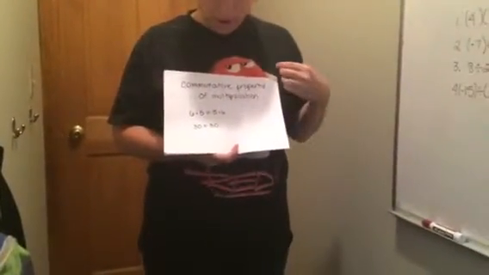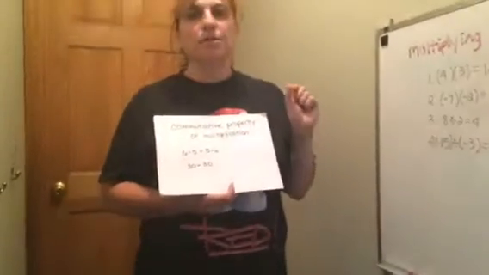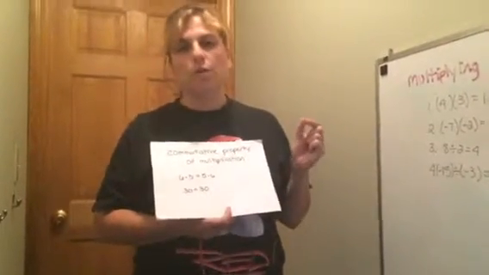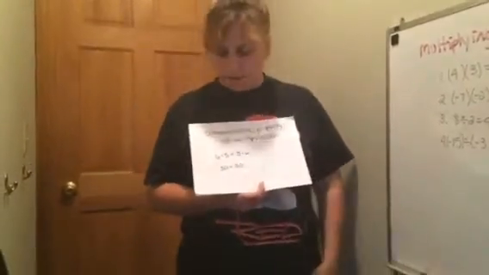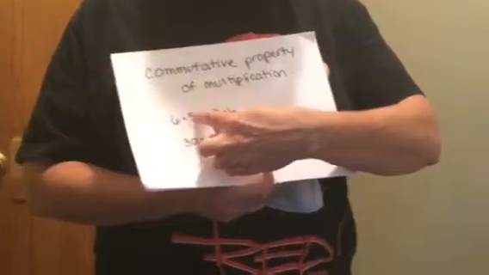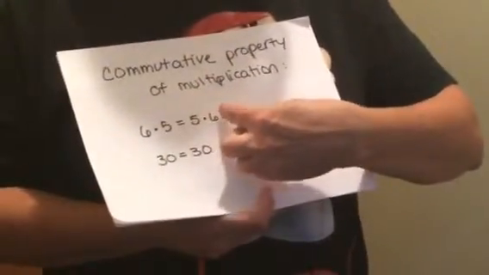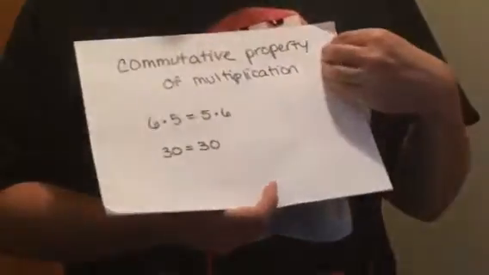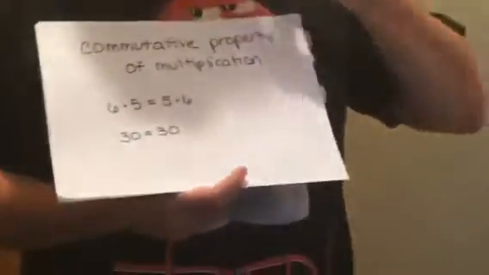The commutative property of multiplication just says if you multiply two numbers together, it doesn't matter which order they're in. You can actually flip the order and you'll still get the same answer. The product will be the same. So the factors 6 times 5, if you switch those around, 5 times 6, no matter which way you switch them, you're going to get 30. 30 equals 30. Okay? That's the first one.